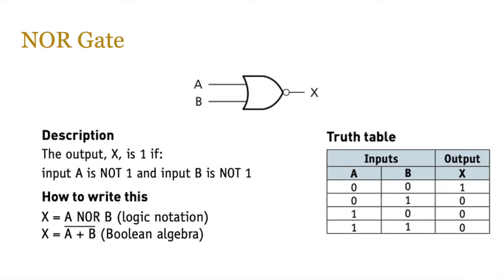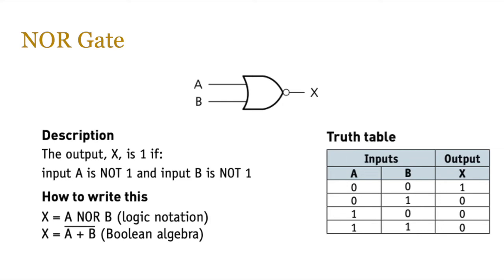Okay. Next up is the NOR gate, which basically is an OR gate with the little circle drawn at the front of it, the opposite of OR. Hopefully you got the symbol right. Hopefully you got the truth table right as well. If you haven't, just pause the video and have a look. The description basically is that the output X is 1 if input A is not 1 and input B is not 1. So if you got a 1 at either A or B, you can't output a 1. So the only time a 1 is possible in a NOR gate is when both inputs are 0.